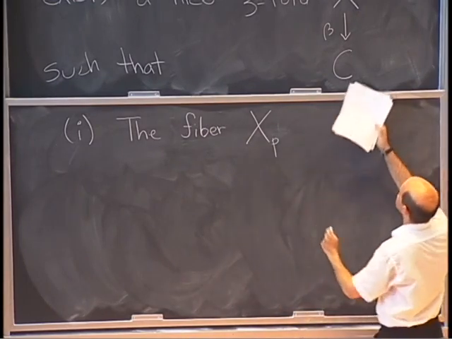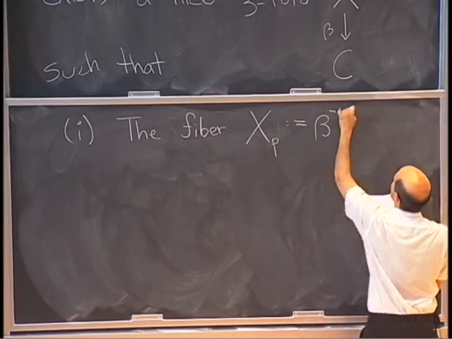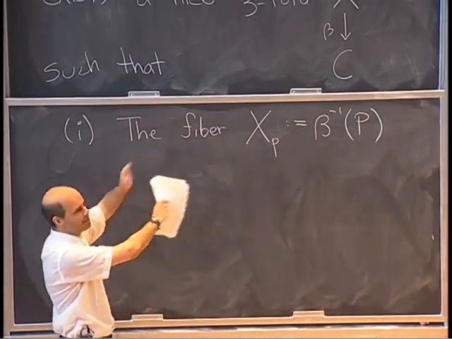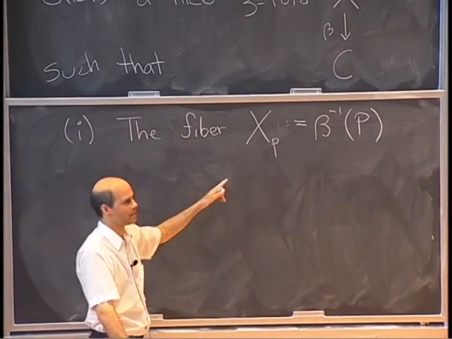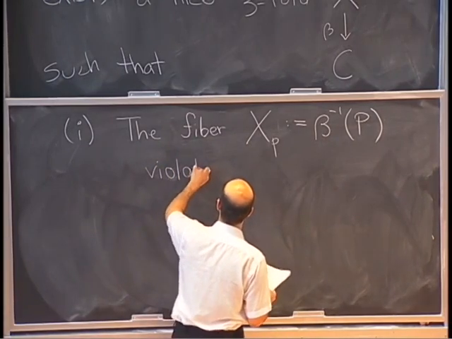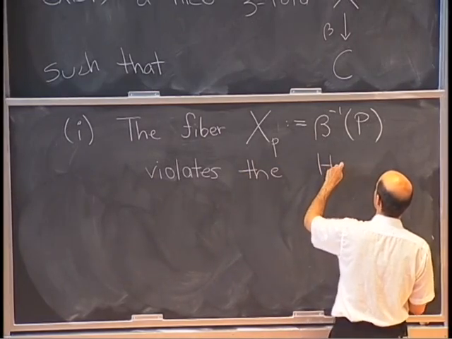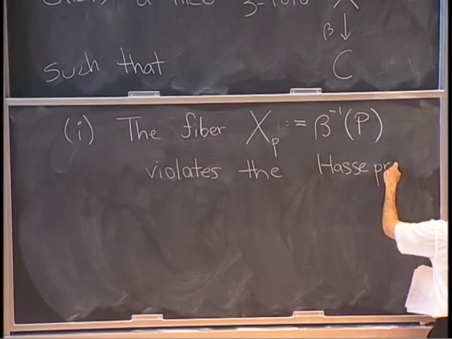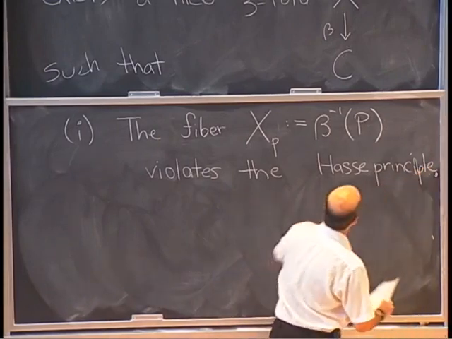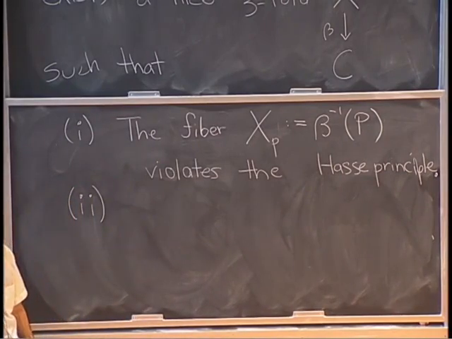So X sub P is the fiber above the rational point P of C. And I'll build this family, this X, around a counterexample to the Hasse principle. So I'll have this one fiber that has a local point in every completion, but no rational point. So there are well-known examples of that. So it violates the Hasse principle. And then I'll build the family around that. Okay, so now I'm already set up as far as having no rational points on X.